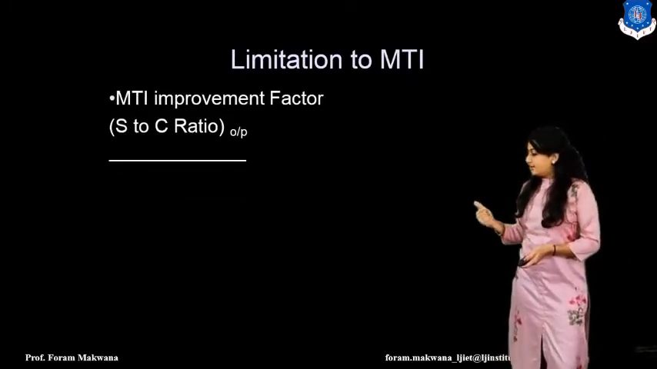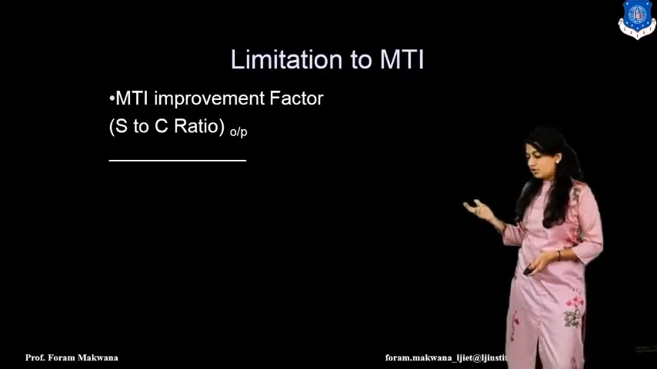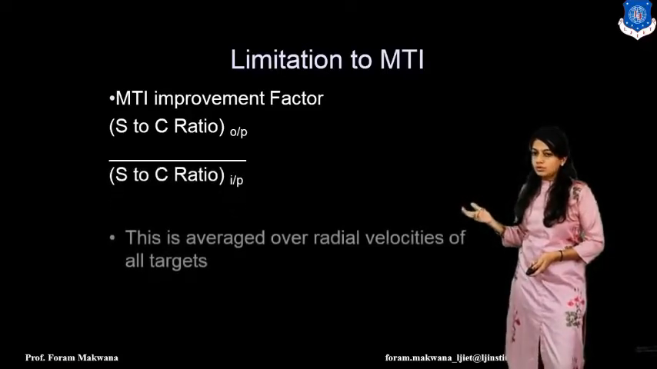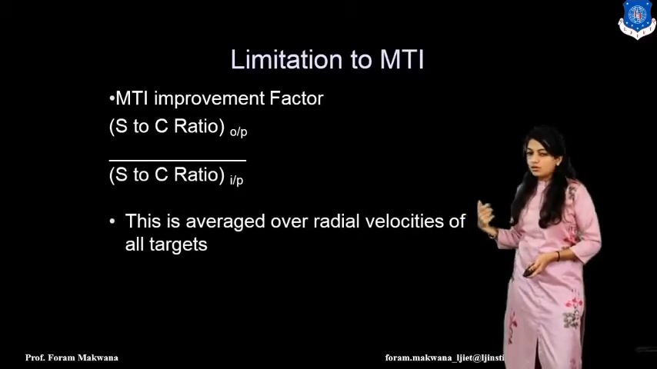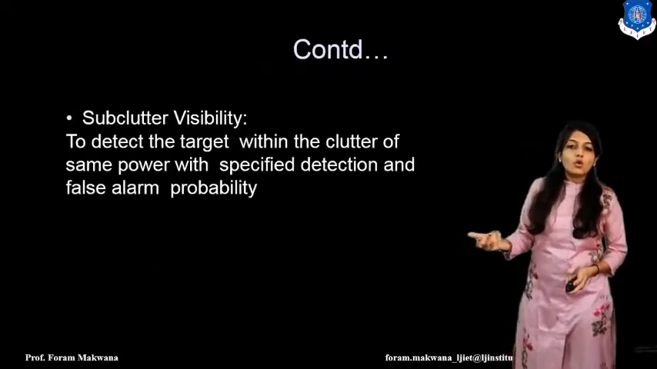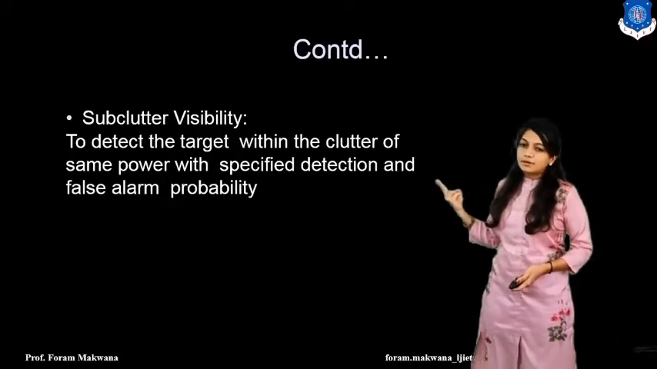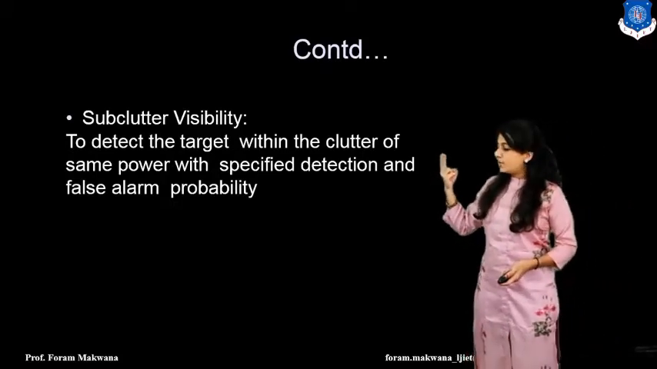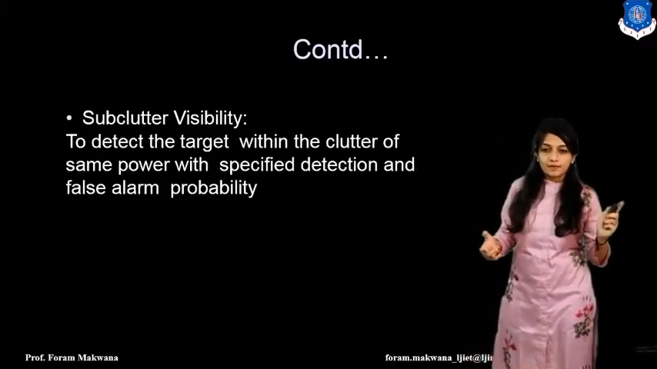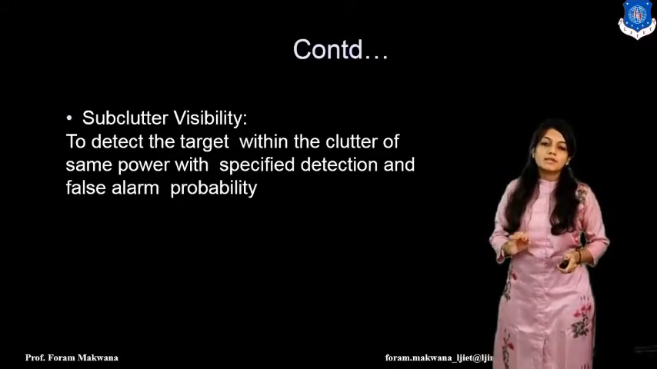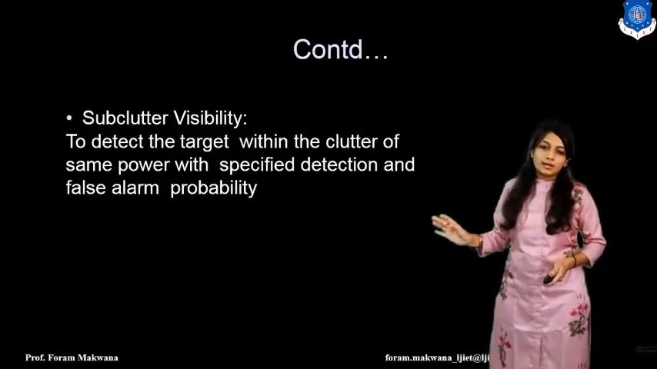It has the improvement factor, that is a signal to clutter ratio for output to the input. So this is the average over a radial velocity of all the targets. Second, the subclutter visibility. To detect a target within the clutter of same power with a specific detection, it may cause the false alarm.